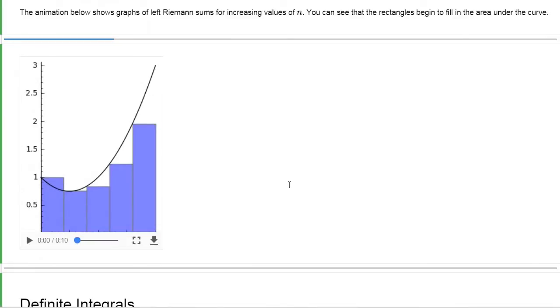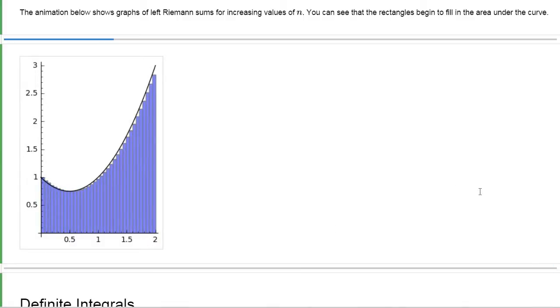In this animation, we're going to look at left Riemann sums as the number of rectangles increases. So it's the same function we started with, and I'm just going to get more and more rectangles. What we should see is the number of rectangles goes up. Each one gets thinner and thinner, so the subintervals are not as wide. That means the approximation gets better, so the function is closer and closer to being constant on that subinterval.